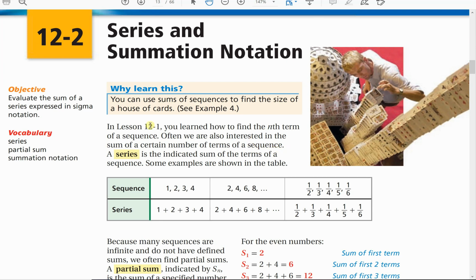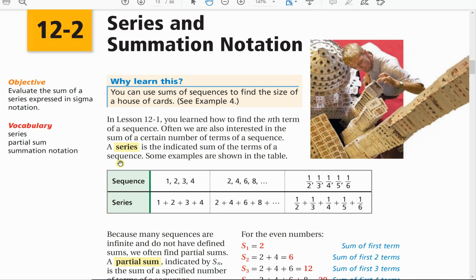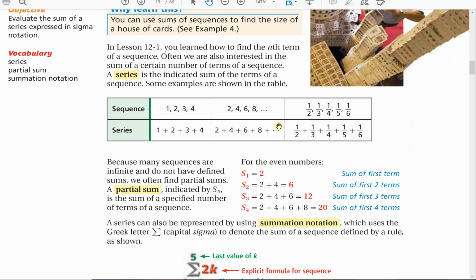We learned how to find the nth term of a sequence in lesson 12.1. We are often very interested in finding the sum of a certain number of terms in a sequence, and that's where we get a series. So here are some examples of what I'm talking about.